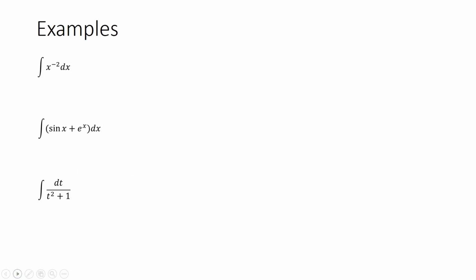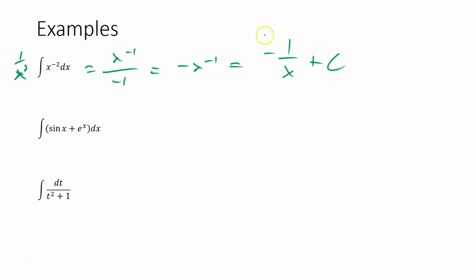So the antiderivative of x to the negative 2, that's 1 over x squared. We do the antiderivative as we did before. We just add 1 and divide by the same thing. So this is going to be x to the negative 1 divided by negative 1. Another way of writing that is negative x to the negative 1, or negative 1 over x, and don't forget the plus c.